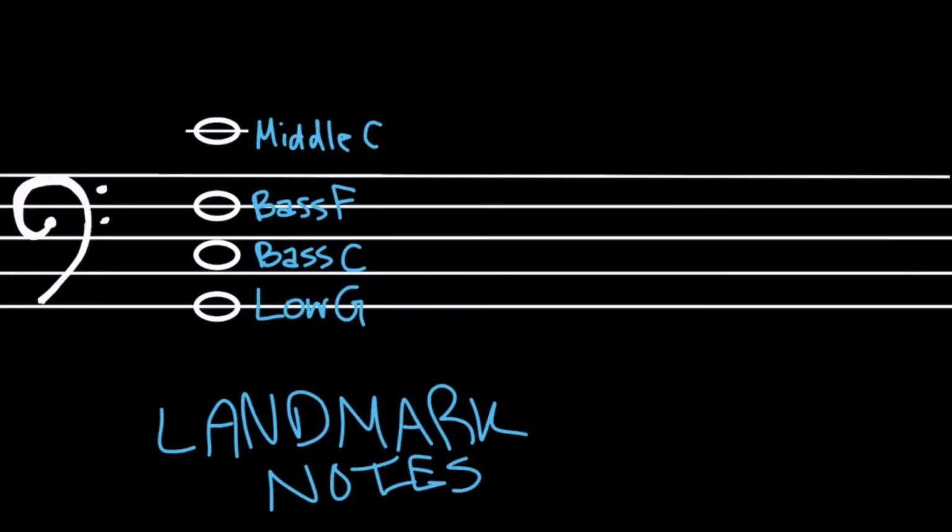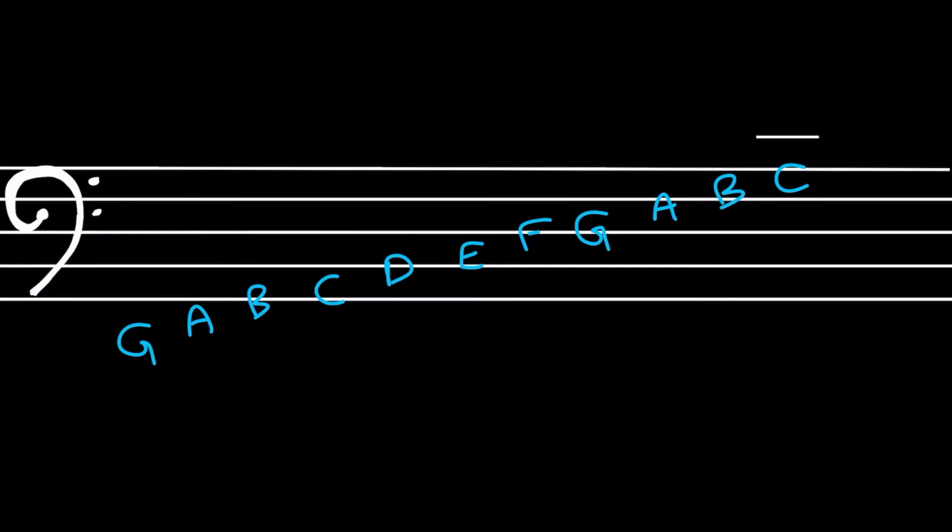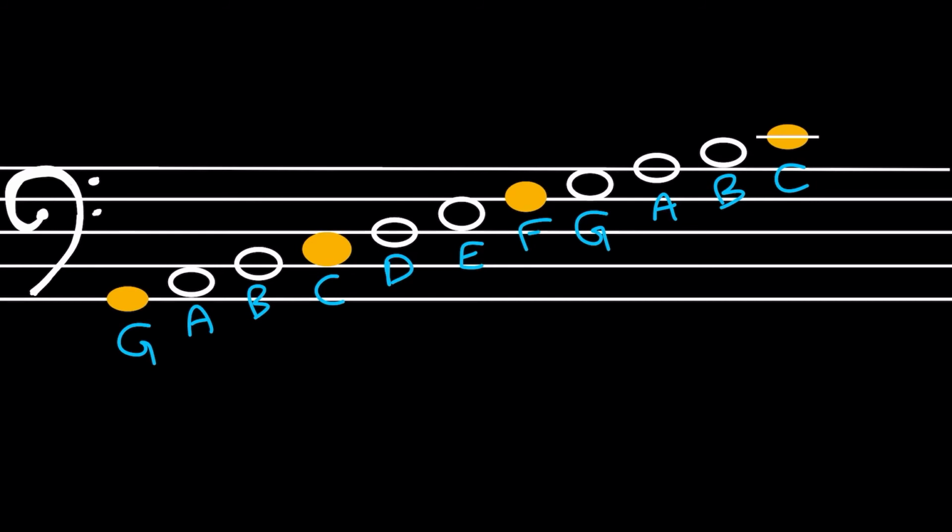So once you memorize those 4 landmark notes of the bass clef, G, C, F, and then middle C, then you can just go through the music alphabet. Each line and each space gets its own note, and it's going up by step if you go line, space, line, space, line, space, and going through the alphabet A, B, C, D, E, F, G. And you can count through as I did in this diagram right here, and learn the rest of the notes.